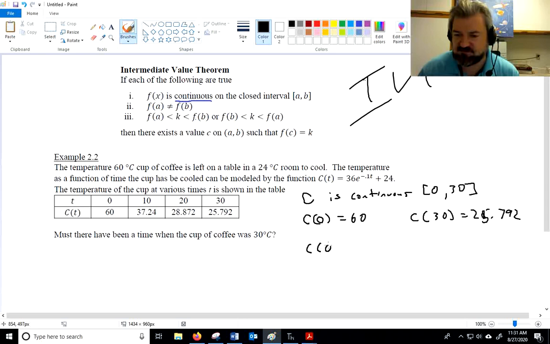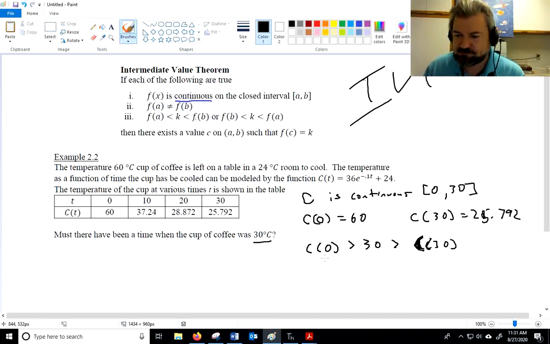So they are not equal, and I need to establish that this value I'm looking for is in between them. Well, C of 0 is greater than, what is the value we're looking for? 30? 30, which is greater than C of 30. Okay, that's a little confusing. There's too many parentheses, too many C's, too many 30s. But hopefully that makes sense.